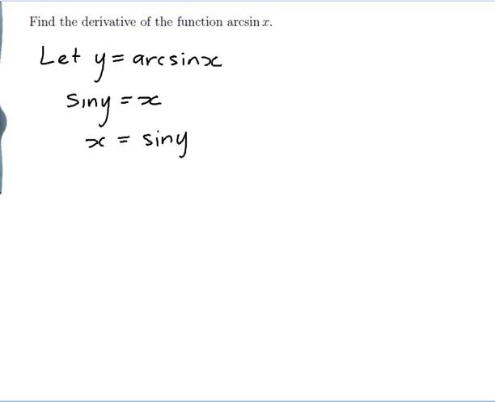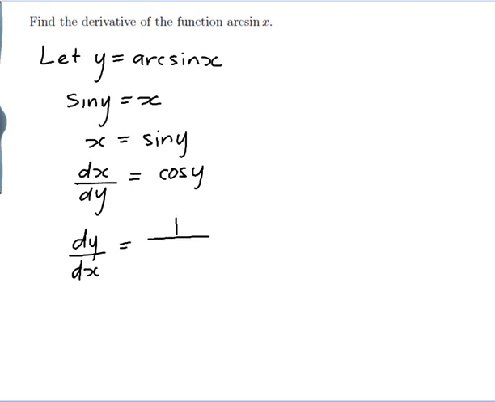And I can find dx on dy. So the derivative of sine y would be cos y. And there's a formula that tells me that if I want dy on dx, and I have dx on dy, then I need to do this. Dy on dx is 1 over dx on dy, and so that would be 1 on cos y. So I've found the formula for dy on dx just here.